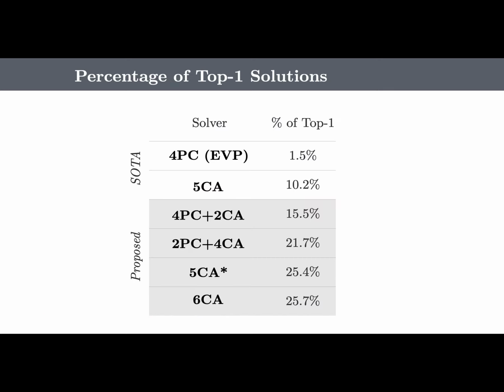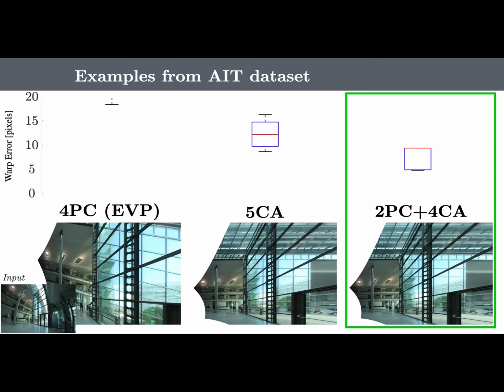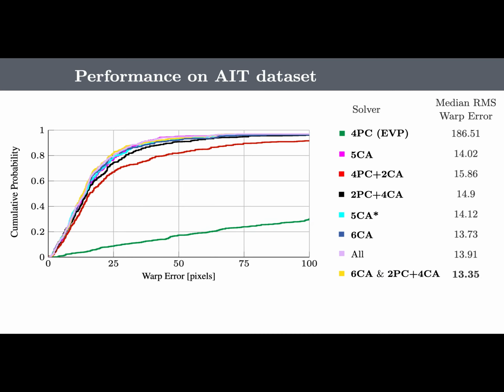The solvers are evaluated on the standard AAT dataset that has 102 barrel distorted images. Statistics are accumulated over 10 evaluations since RANSAC is used. The proposed solvers outperform the state-of-the-art on 88% of the dataset. We show some examples where a particular solver performs better than the others. The box plots show the summary statistics for each solver over 10 runs. The previous examples and the top 1 solutions result show that the solvers are complementary.